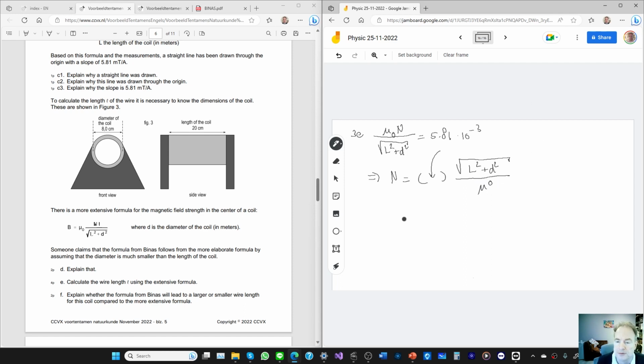And now we can just substitute L equals 0.2, D is 0.08 meter. Why did I put a 0 here? Mu 0 is given here, what's given here on top. So we know everything. We just substitute this.